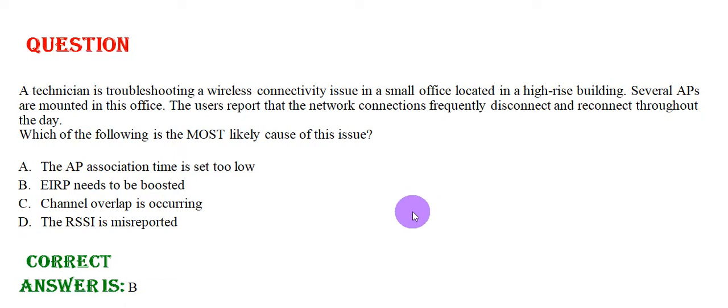A technician is troubleshooting a wireless connectivity issue in a small office located in a high-rise building. Several APs are mounted in this office. The users report that the network connections frequently disconnect and reconnect throughout the day. Which of the following is the most likely cause of this issue? Option A, the AP association time is set too low. Option B, the EIRP needs to be boosted. Option C, channel overlap is occurring. Option D, the RSSI is misreported. The correct answer is option B.